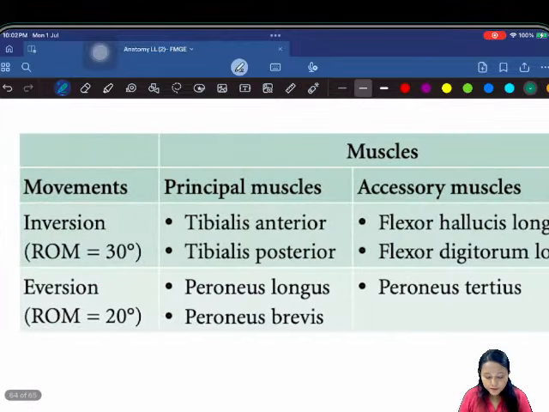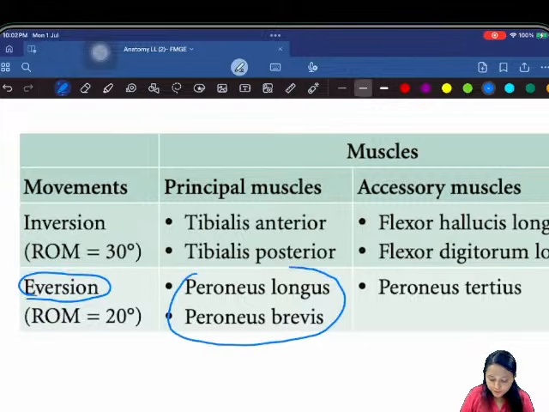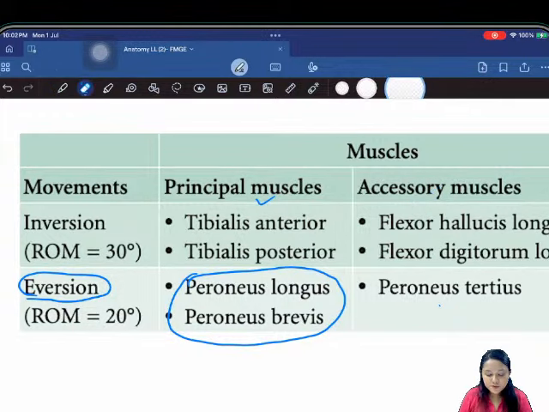So this is a table. Inversion and eversion: the question came on eversion. You have the lateral compartment muscles, peroneus longus and peroneus brevis. These are the principal muscles. Peroneus tertius is the accessory muscle. So never tick the accessory muscle if they give it in the options. You have to tick the principal muscle.